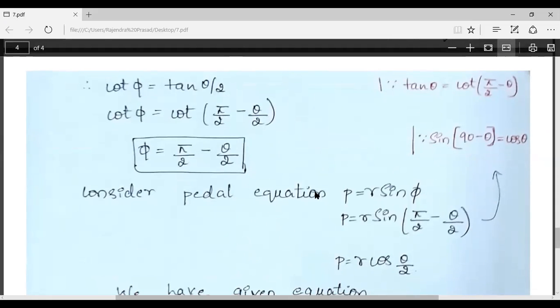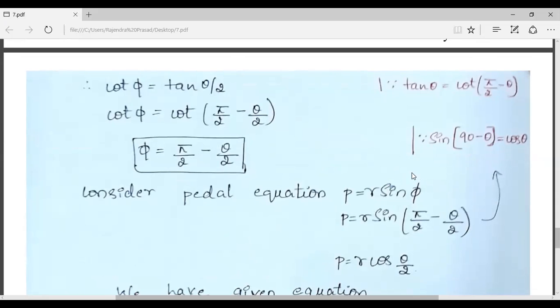We shall consider the pedal equation, right? p is equal to r sin phi. We shall consider the pedal equation p is equal to r sin phi. Phi we already have. Clear? Phi is equal to pi by 2 minus theta by 2. Clear? Pi by 2 minus theta by 2. So in place of phi, we substitute pi by 2 minus theta by 2. So it becomes sin of pi by 2 minus theta by 2.